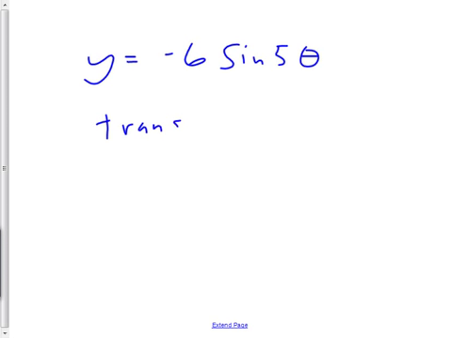y equals negative 6. All right, and what do they want to know from the directions? Read me the directions to it. The transformations, period, and phase shift.